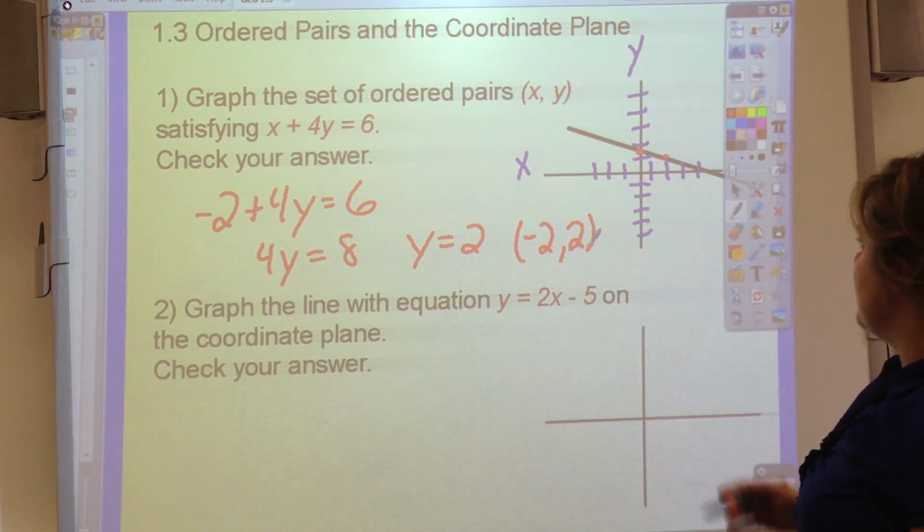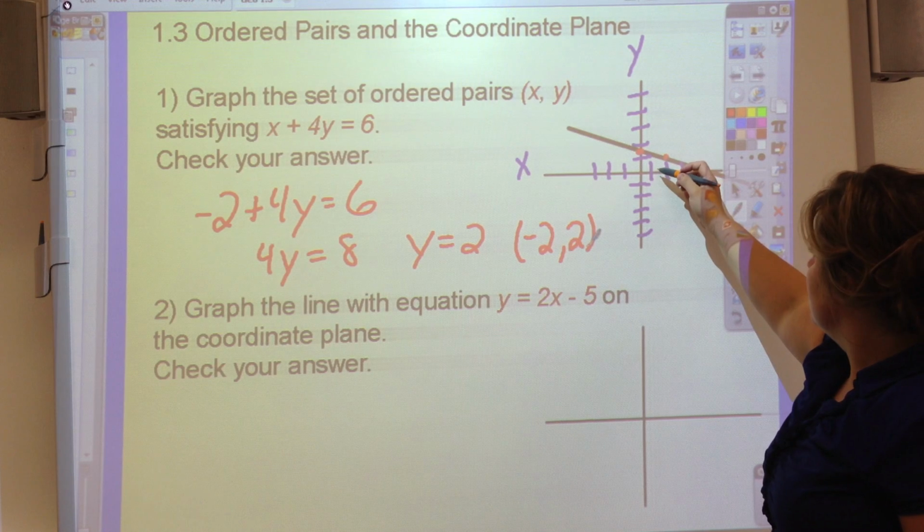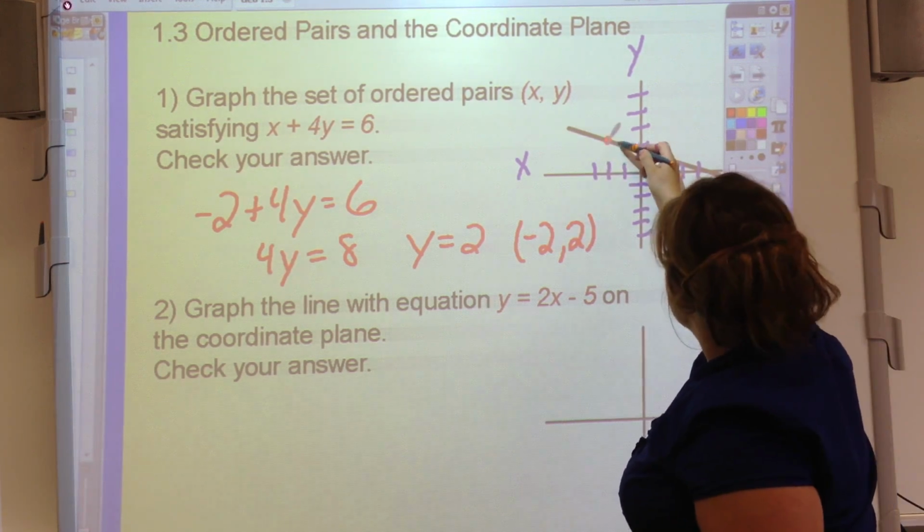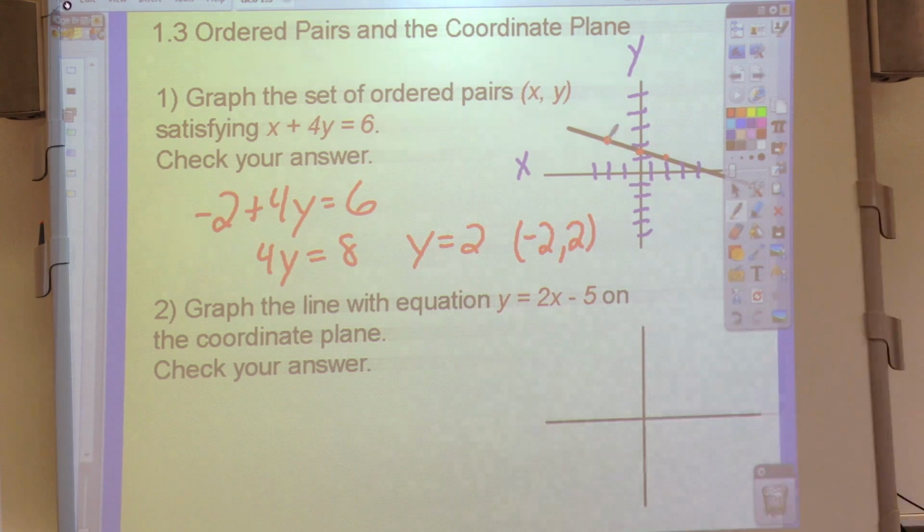Let's go ahead and plot that point. X is -2, and y is +2. And it does indeed look like that point is on my line.